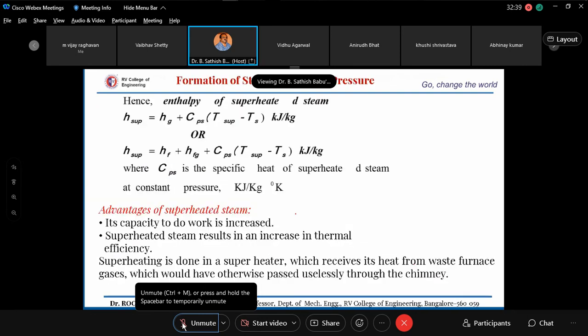Next is superheated steam, where H superheated is HF plus HFG plus this amount of superheat. Here I had explained to you one more concept the other day: why we are considering CPS and when we consider CPW. I had explained that in the physical class.